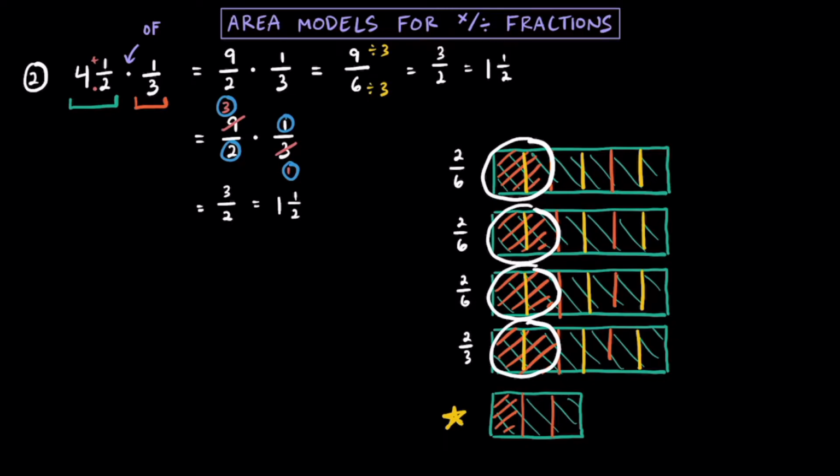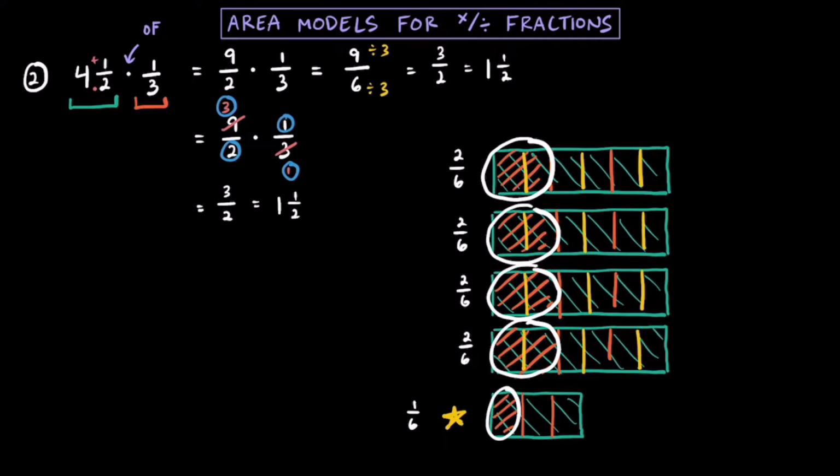And whoops, I wrote 2 out of 3, so that should be 2 out of 6. And then this last one here is really just 1 out of 6, right? Just keep in mind it's out of the whole thing, so it's the same size piece there. If we wrote 1/3, that would be too big.